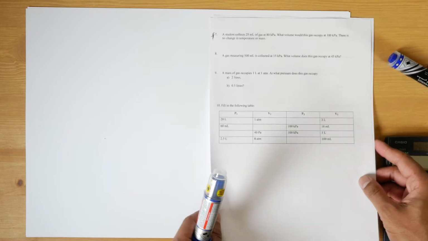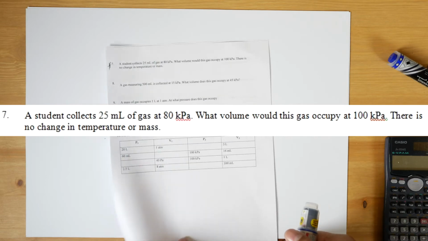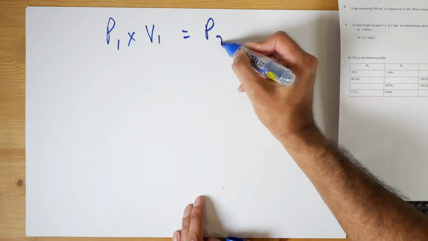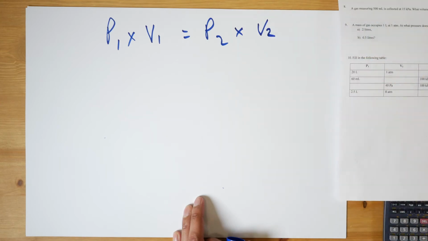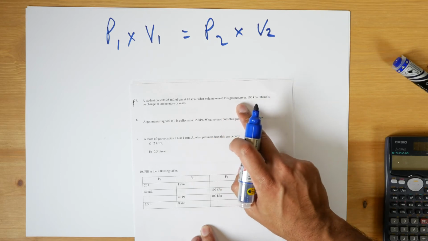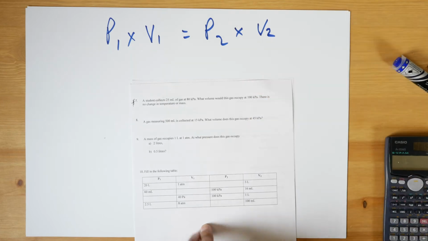Let's have a look at another question. Let's look at question number 7. It says a student collects 25 milliliters of gas at 80 kilopascals. What volume would this gas occupy at 100 kilopascals? There is no change in temperature or mass. So again, as before, we start off with our equation, P1 times V1 is equal to P2 times V2. Let's have a look at what it's asking us to work out. What volume would this gas occupy at this pressure? So we're asking you to work out V2.